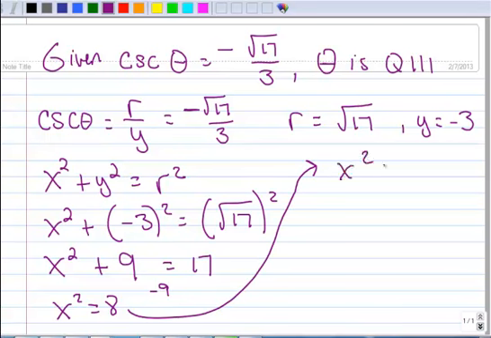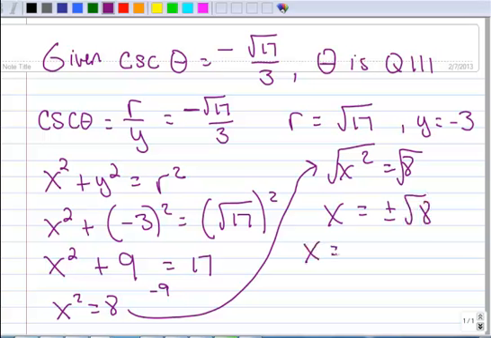X squared equals 8, square root each side. So x is plus or minus the square root of 8, and I can break that apart: plus or minus the square root of 4 times 2. So plus or minus 2 times the square root of 2. But it's in quadrant 3. So is it plus or is it minus?